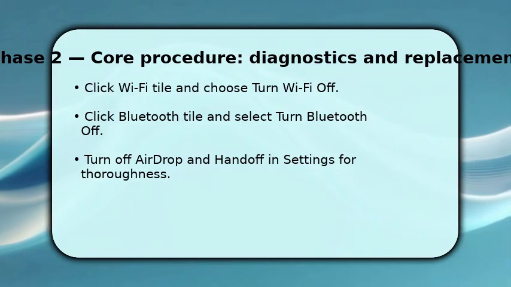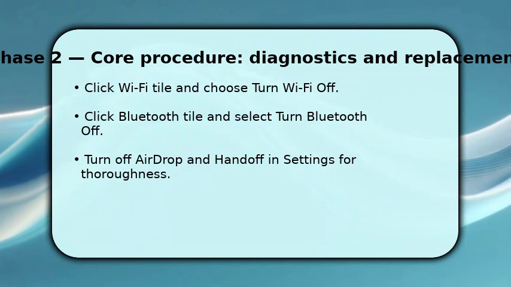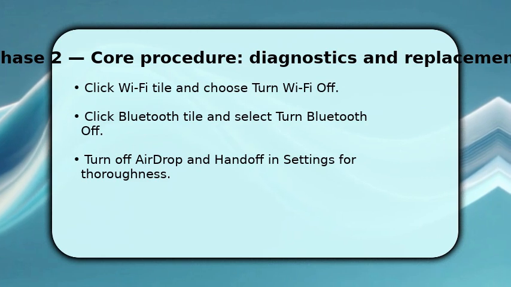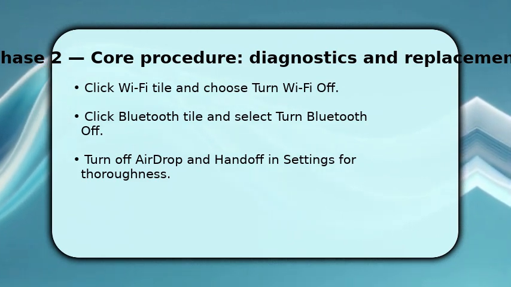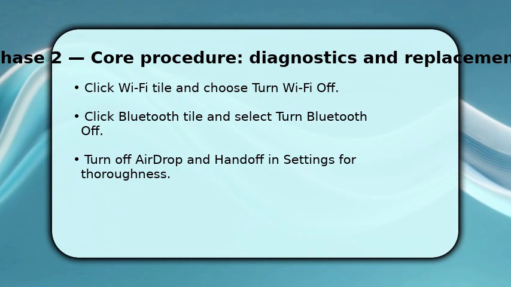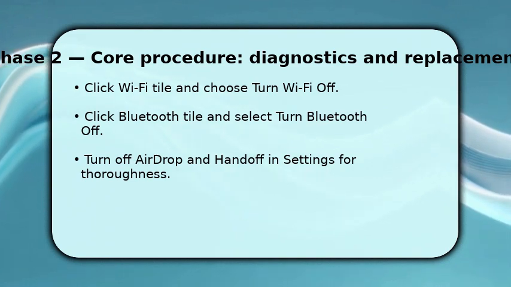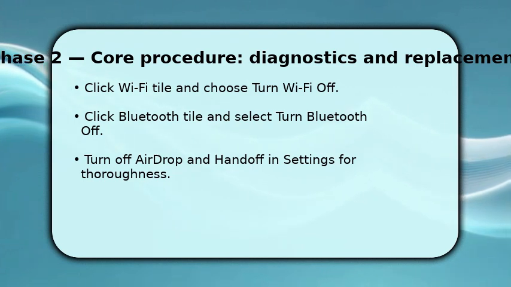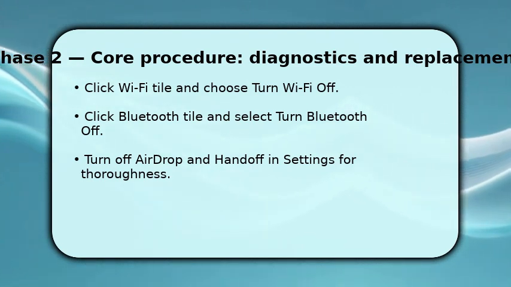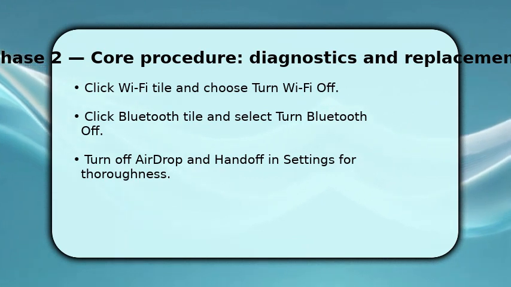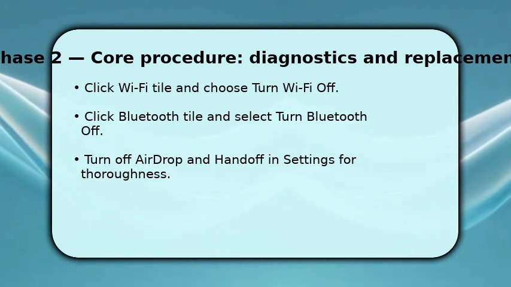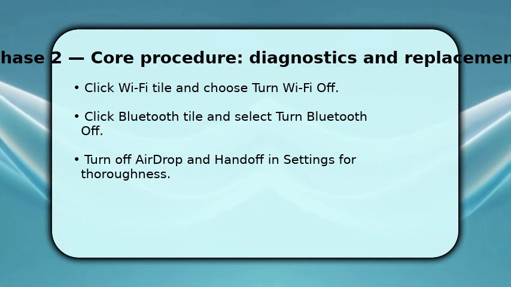Now do the core action, disable radios. Click the Wi-Fi tile and choose Turn Wi-Fi off. This severs the network link immediately. Next, click the Bluetooth tile and select Turn Bluetooth off, which stops connected peripherals and prevents new pairings. Also switch off AirDrop and Handoff in settings to remove local discovery and continuity. You do this because macOS lacks a single airplane switch, so turning both radios off replicates that state and prevents wireless signals from transmitting or accepting connections.